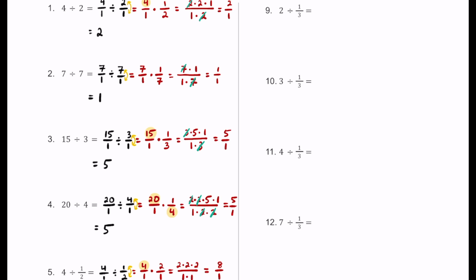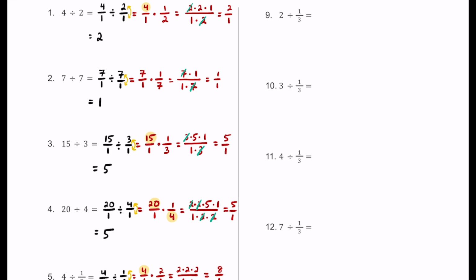For number 9, we have 2 divided by a third, so 2 as a fraction is going to be 2 over 1 divided by 1 over 3. Let's go ahead and rewrite this as a multiplication problem. We're going to keep the 2 over 1, change the division to multiplication, then reciprocate or flip the 1 over 3. We're going to make that 3 over 1.